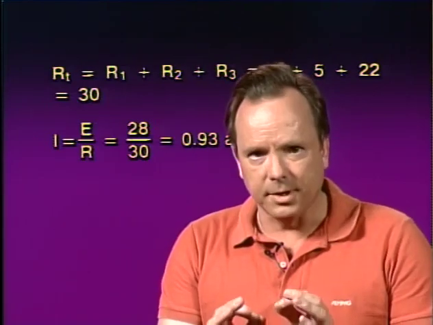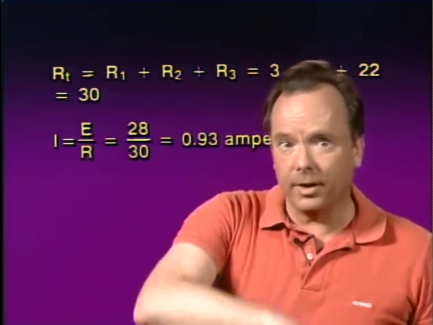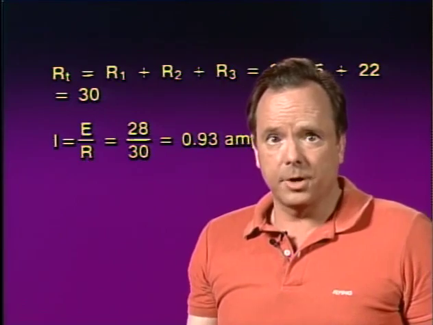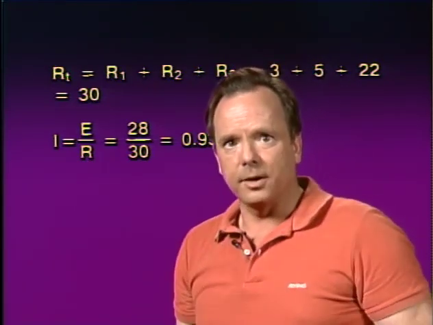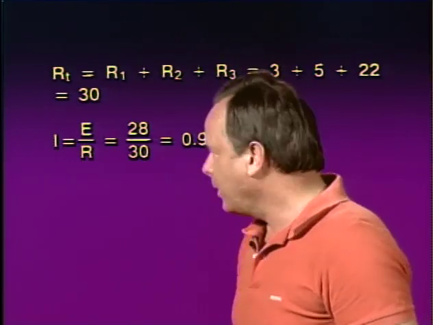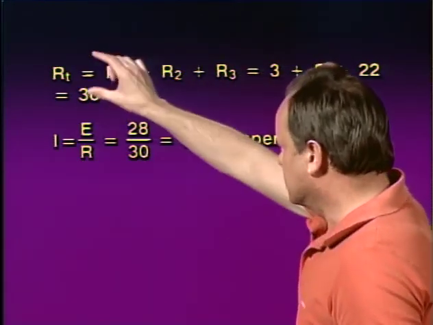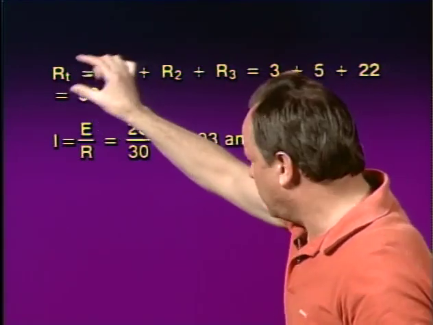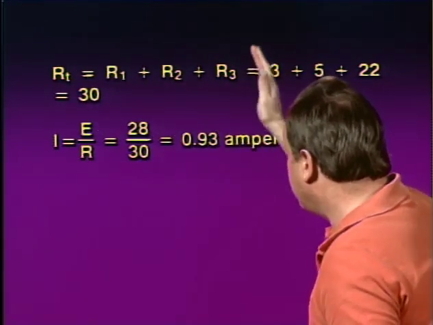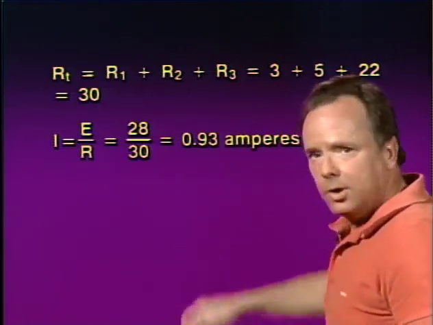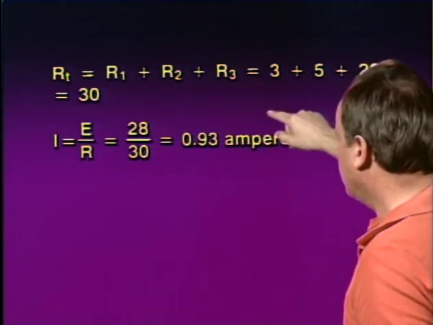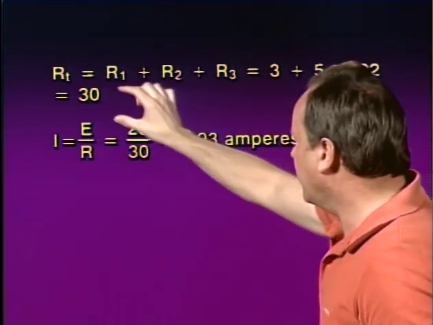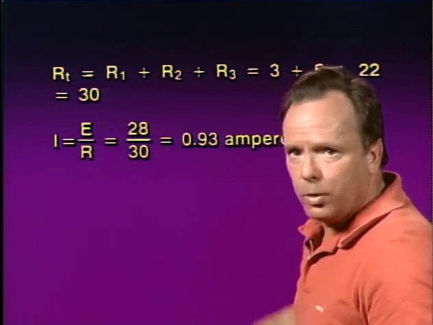Well, once again, we need to figure out the total resistance, and then we're going to find the current flowing through the whole circuit. Once we know the current through the whole circuit, it's the same all the way through each of those components in a series circuit. So let's find out the total resistance. All we have to do is add the resistances, because remember that in a series circuit, the total resistance is the sum of the individual resistances. So 3 plus 5 plus 22, and I get a total resistance of 30 ohms in that circuit.